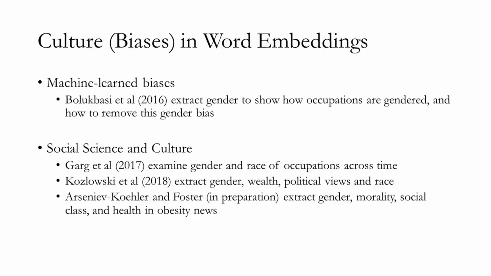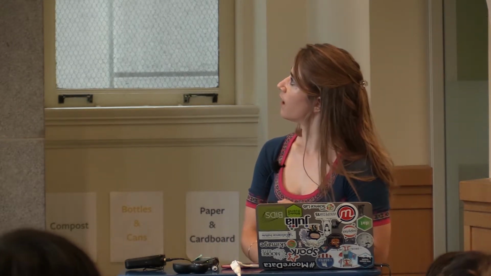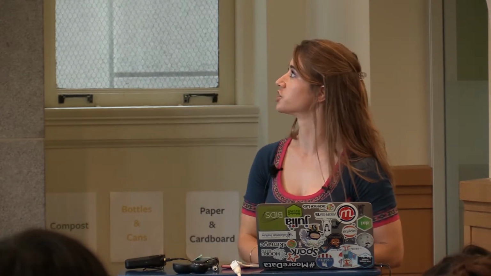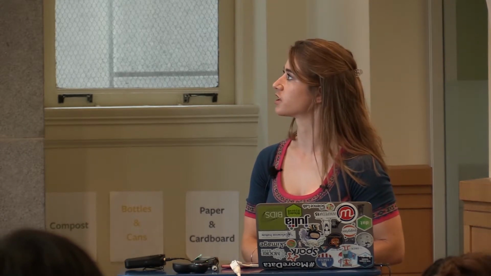But then there's this parallel strand of research in social science and culture that I'm part of, where we think of this as an exciting opportunity to learn about our culture, since it's in our language. And so we can probe all these word embeddings and other new language models to learn about ourselves. So we can extend some of those methods that computer scientists have developed to examine not only gender, but also things like wealth and morality and a bunch of other dimensions that I'll talk about today.